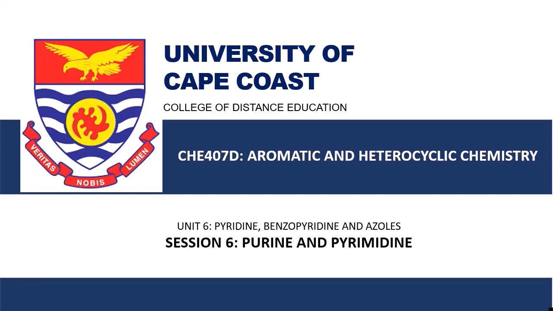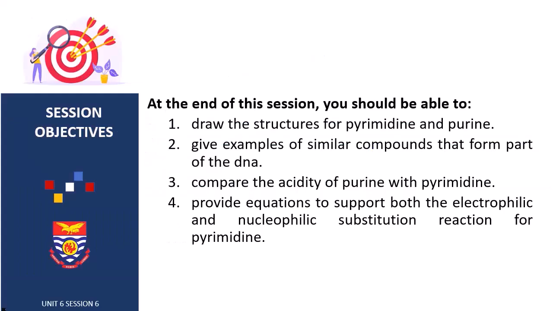This is the last session under Unit 6, and in this session we'll be looking at purine and pyrimidine. At the end of the session, you should be able to draw the structure of pyridine and pyrimidine. You should be able to give examples of similar compounds that form part of the DNA. You should be able to compare the acidity of purines and pyrimidine. And lastly, you should be able to provide equations to support both the electrophilic and nucleophilic substitution reactions of pyridine.